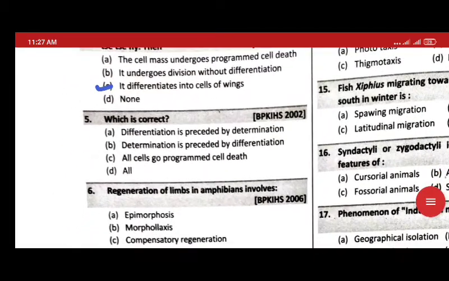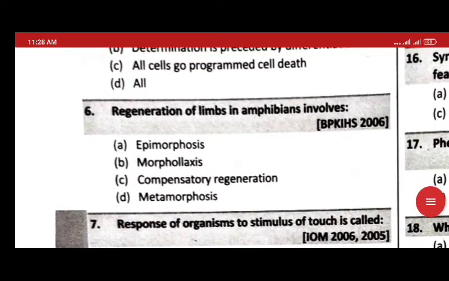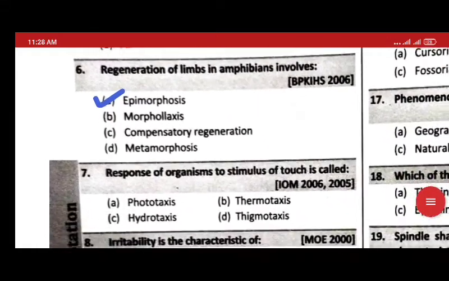Now we have number 5: which is correct? Among these, differentiation is preceded by determination. Determination is by differentiation, so no. Differentiation is preceded, because differentiation is after determination. Now number 6: regeneration of limbs in amphibians involves epimorphosis.